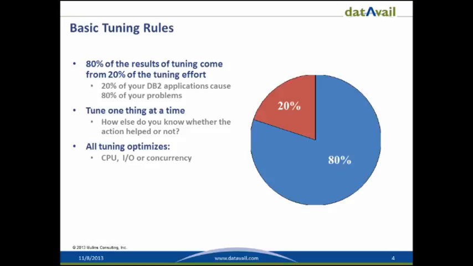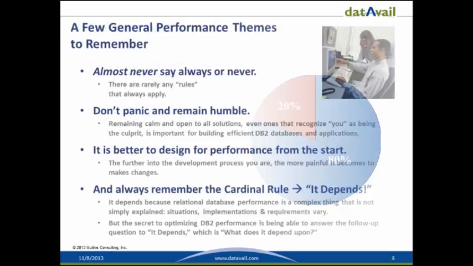Also, keep in mind what tuning is. All tuning optimizes at least one of these 3 things: CPU, I/O, or concurrency. We want to be reducing I/O, reducing CPU, and increasing concurrency. If we're making a change and it doesn't do one of those 3 things, fine, it's change management, but it's not performance tuning, because these are the 3 things that impact performance.